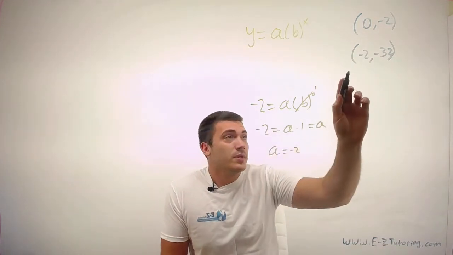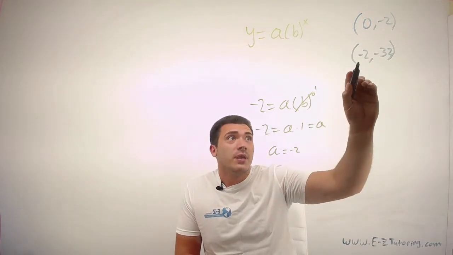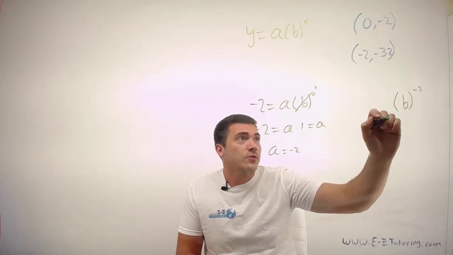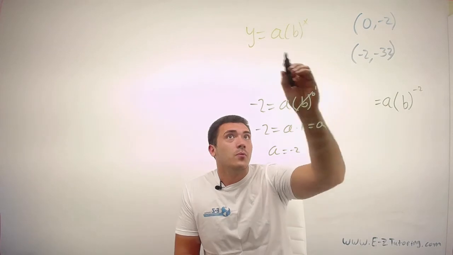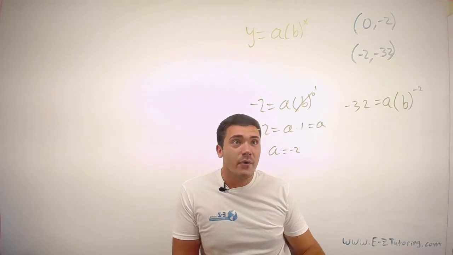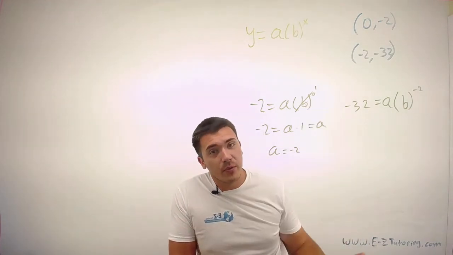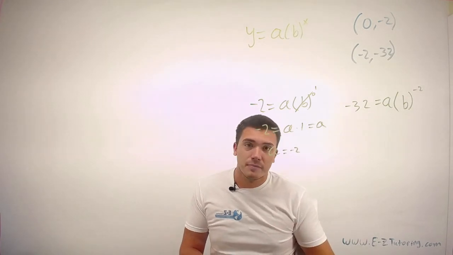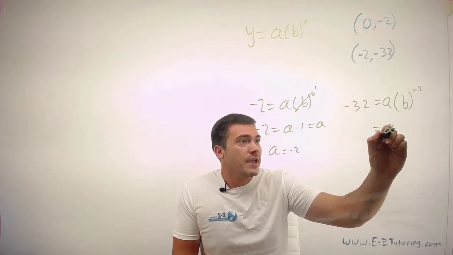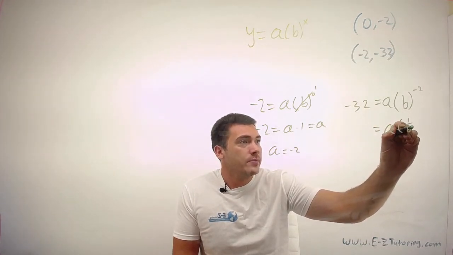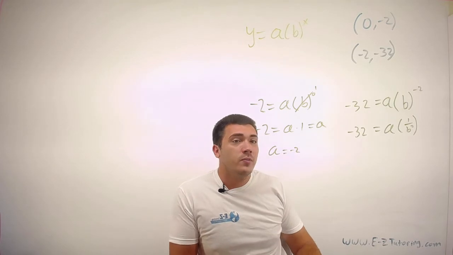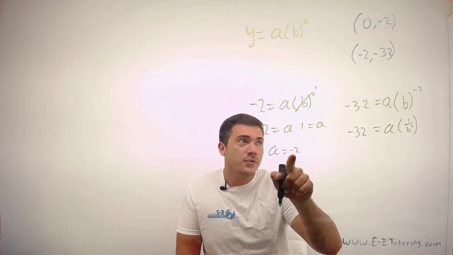Now let's do the same thing with this point. We have -2 for x, so b to the -2 times a equals y, which is -32. And once again, notice how I started with the one with the 0 exponent. I did that on purpose because of what I explained last time. So b to the -2, just like we did last time, we know is 1 over b squared equals -32. And we do know the value of a, which is -2, so we can plug that in here.